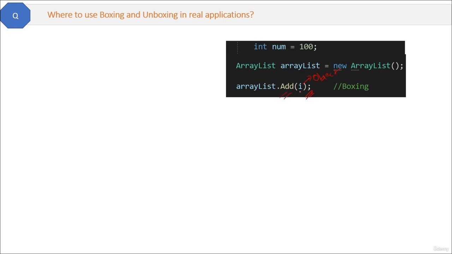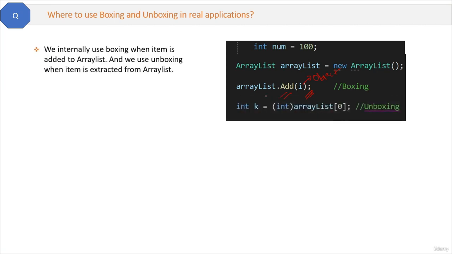Although we have done this many times, we might not know that we are doing boxing here. Then when we are extracting the items from the ArrayList, again we have to do unboxing to extract the object from the ArrayList and convert that into an integer. The same thing I have written here. I hope now you understand the use of boxing and unboxing in your applications and projects.